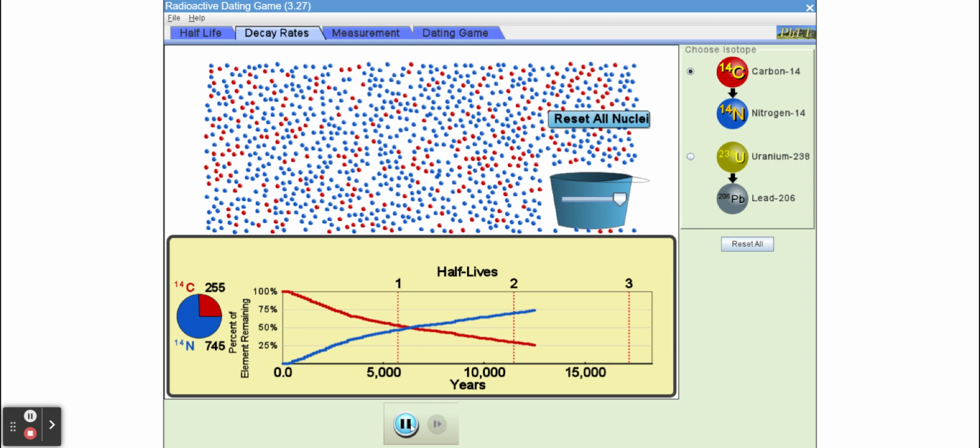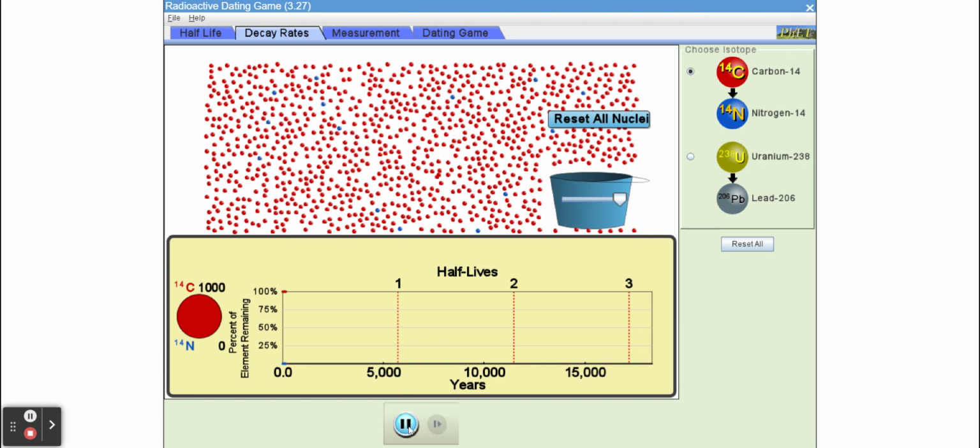And then let's go to the third one. And that should take us to the 1/8 mark. And that's very close to 1/8. So it's a half, 50%, a quarter, 25%, an eighth, 12.5%. Okay. So let's reset all those nuclei again and try that again.